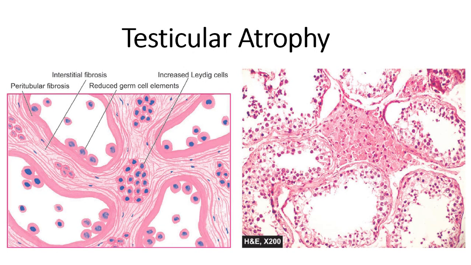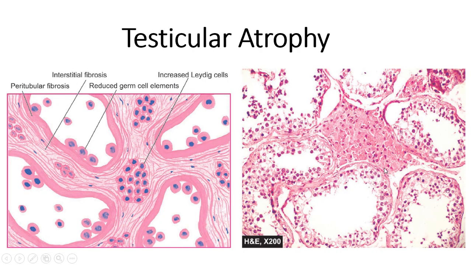So if the seminiferous tubuli become smaller, we can see the characteristic here. The basement membrane will be thick, and there is also a decreased number of spermatogenic cells. In the testis, there will be decreased number of spermatogenic cells. So here, this is the real histopathology.